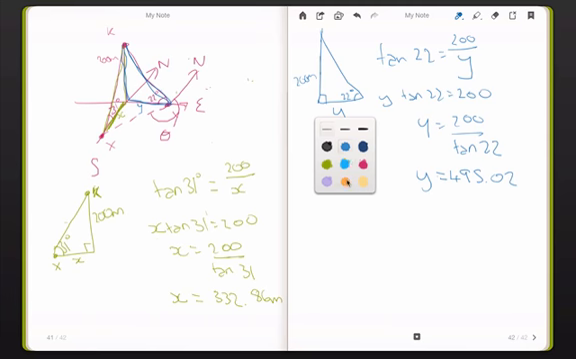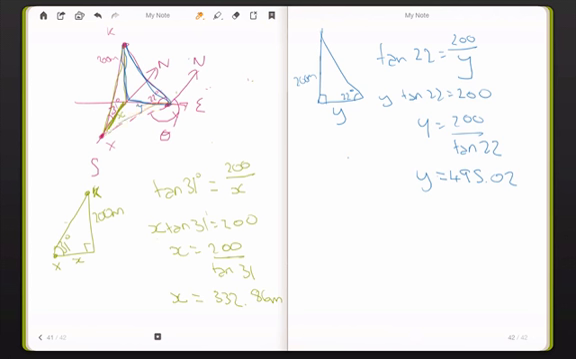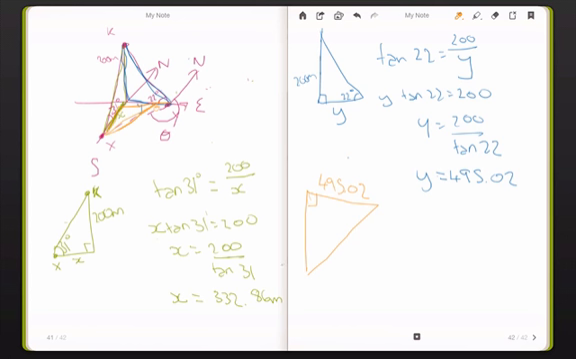Let's change colour again. Let's go orange. So now we're actually going to find this bottom triangle here. We're going to use this space to help us, because once we have this angle in here, we will be able to find this outside bearing. So let's think about what this triangle looks like. We figured out this one, this is Y, so this is 495.02. We figured out this one, this was X, so we had 332.86. And we need to find this angle in here.